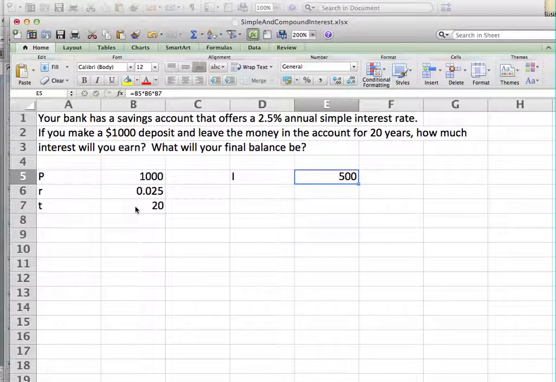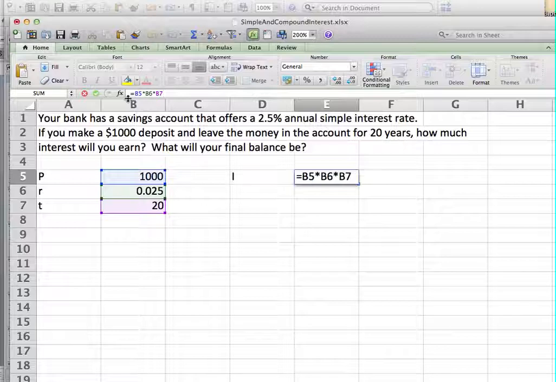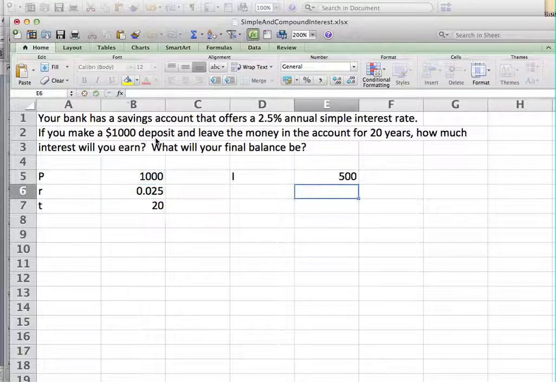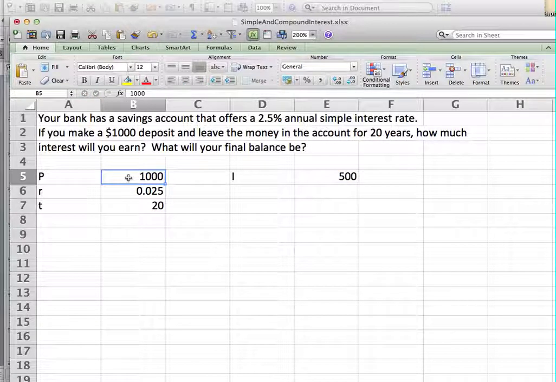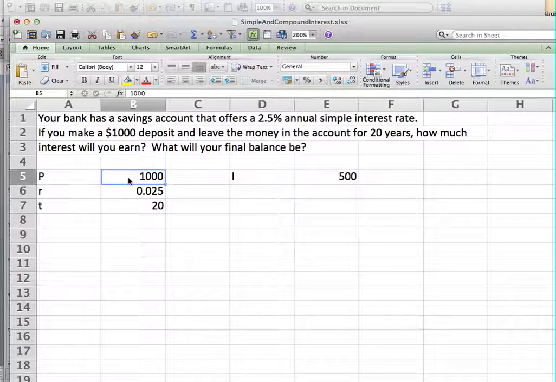Again, the benefit of using Excel, I'm assuming you've had a little bit of experience with Excel, by using the formula that I typed in this way, equals B5 times B6 times B7, I can now change the numbers over here, and I can see, for example, that if I double the amount of time from 20 to 40, the interest will double from 500 to 1,000. If I triple the principal from 1,000 to 3,000, the interest will triple from 500 to 1,500.